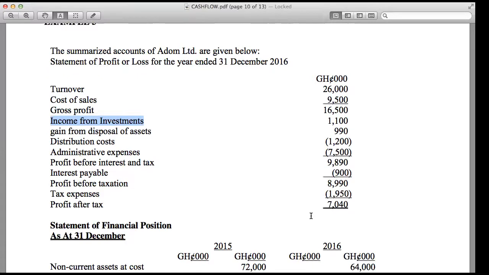So it says summarized accounts of Adom Ltd are given below. Statements of profit or loss for the year ended 31st December 2016. They are there. Turnover up to profit after tax. Good. Now, you can see there's profit before taxation. That's what you pick. For the cash flow for operating activity, you add back the interest expense to it, and then you are fine. That is it.